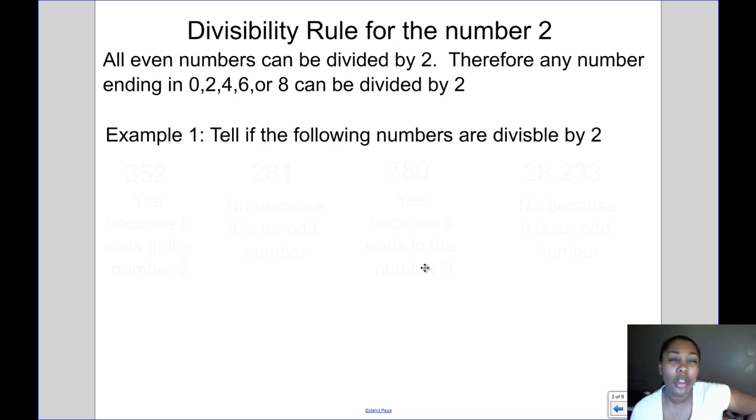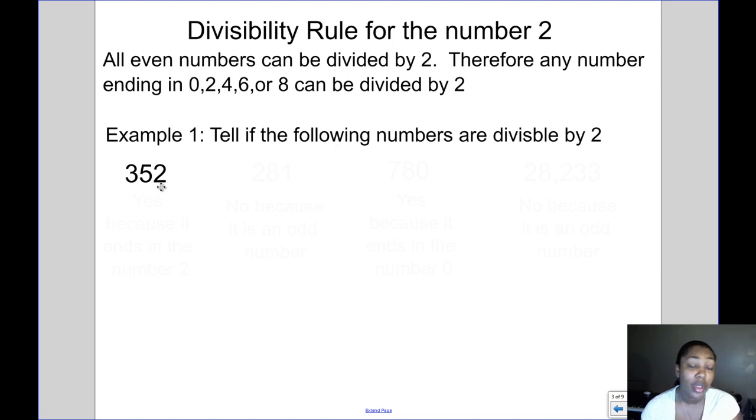So this is the divisibility rule for the number 2. All even numbers can be divided by 2. Therefore, any number ending in 0, 2, 4, 6, or 8 can be divided by 2. So let's look at our first example. Tell if the following numbers are divisible by 2. So here's our first number, 352. So the first thing we want to look at is, is this an even number?